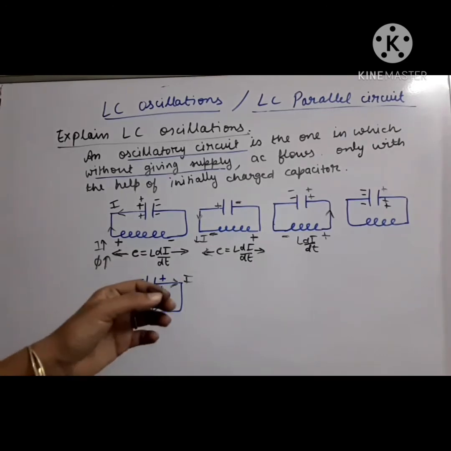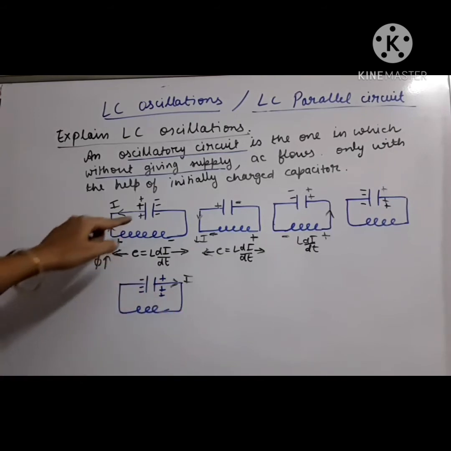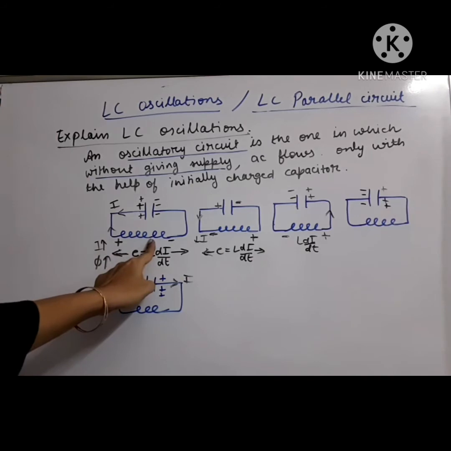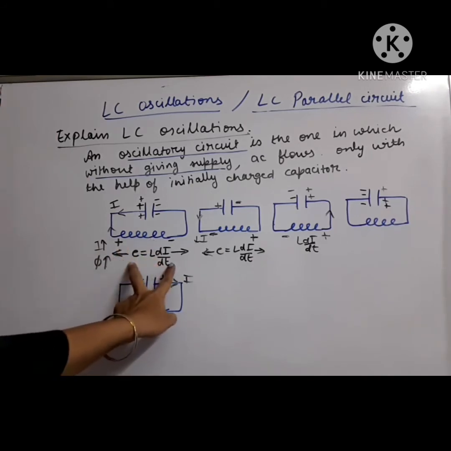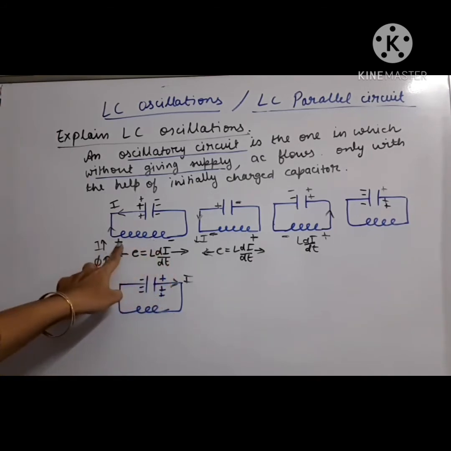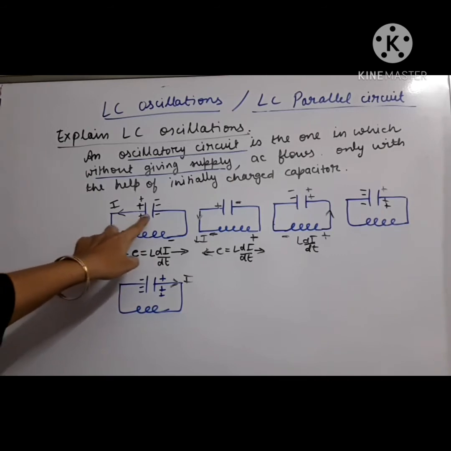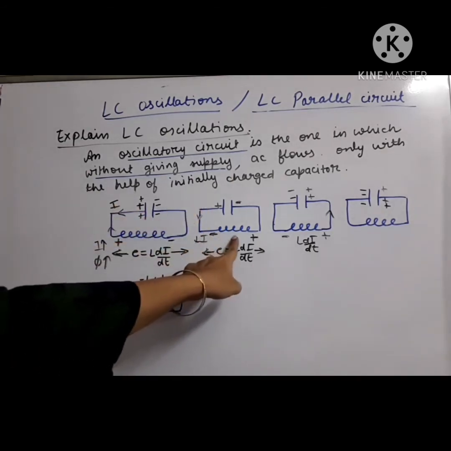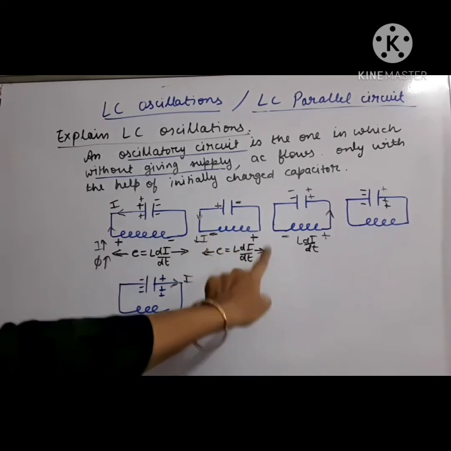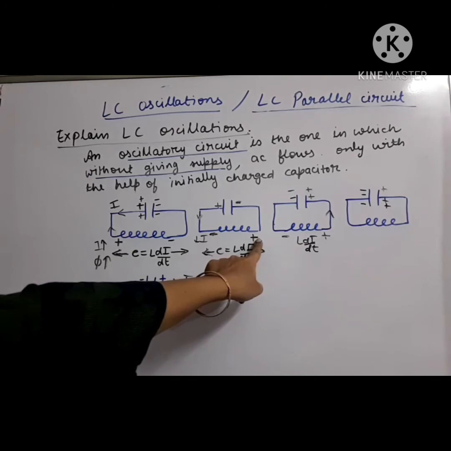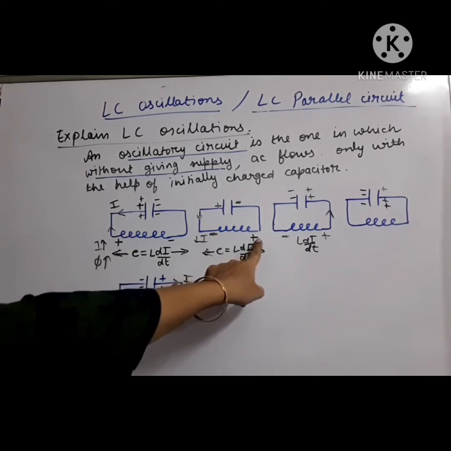Let's briefly revise first what has happened. Capacitor fully charged, it gave increasing current to inductor, it developed induced EMF, positive end this side. Then by the time capacitor will discharge, now decreasing current will flow through inductor, induced EMF developed, but positive end this side, because now the cause is decreasing current.